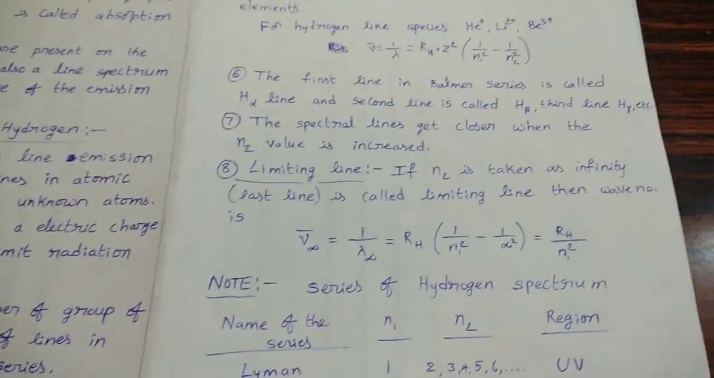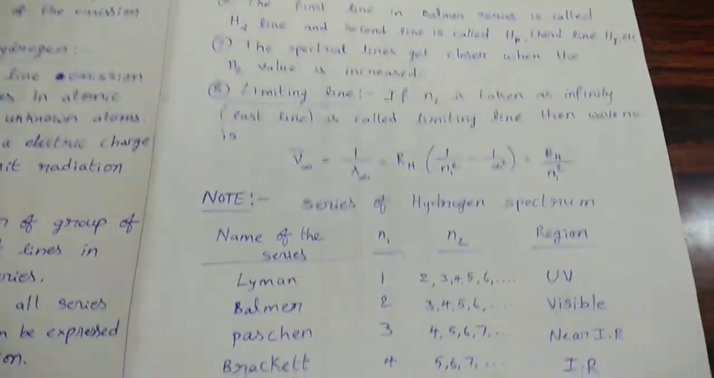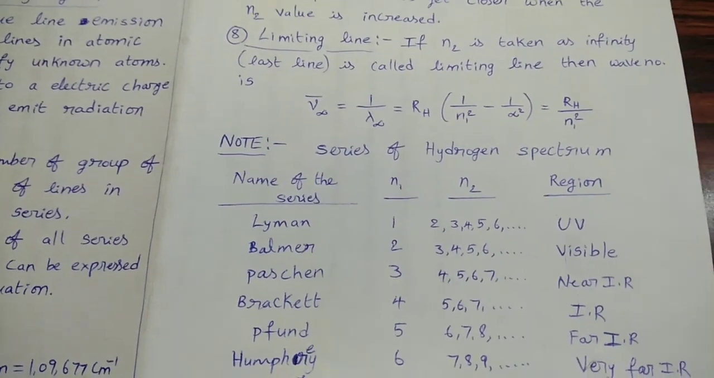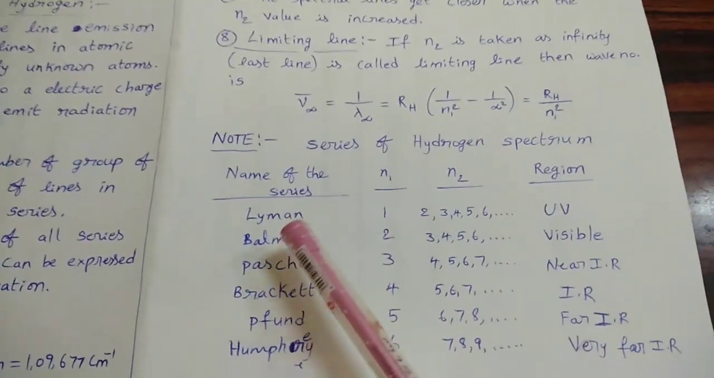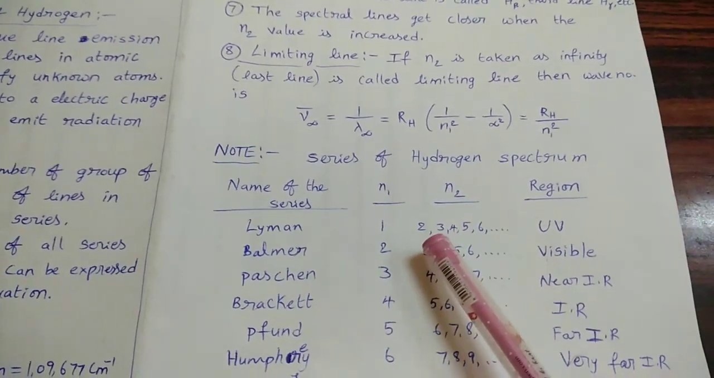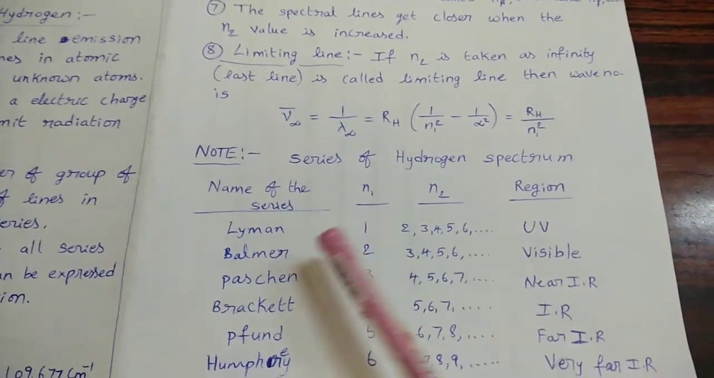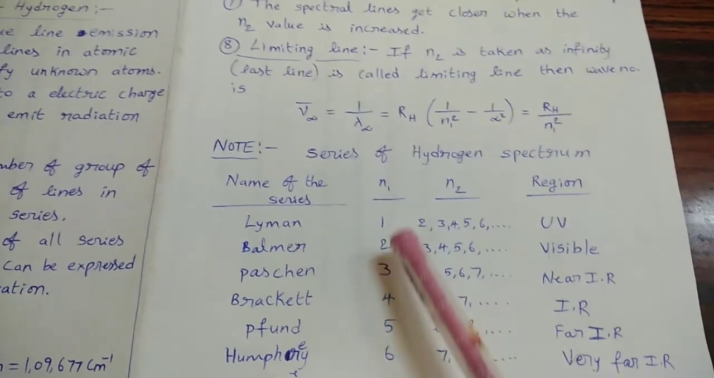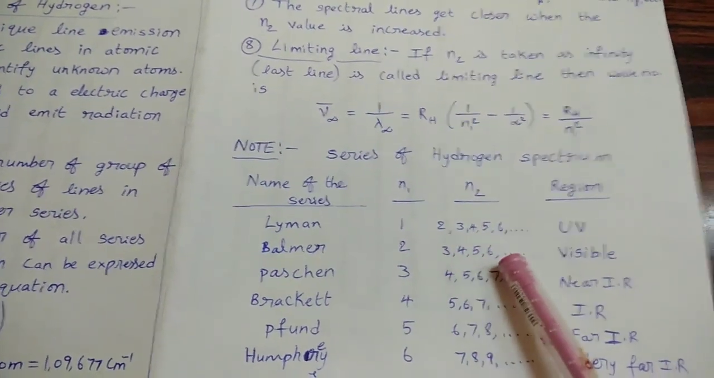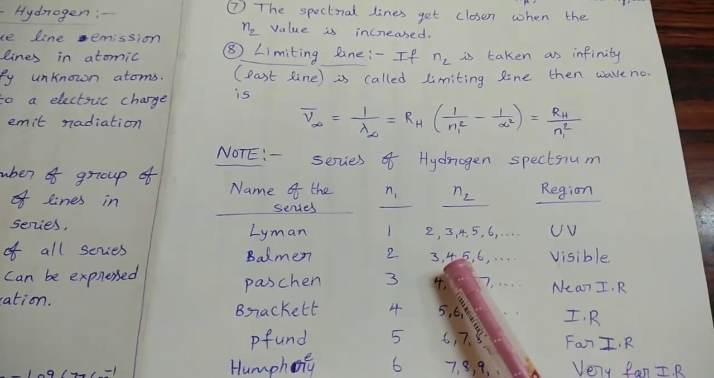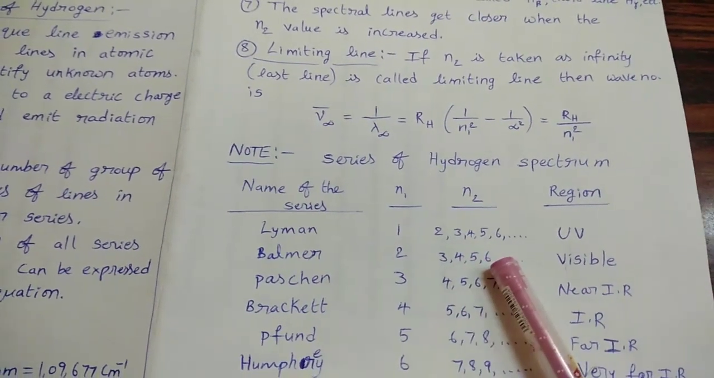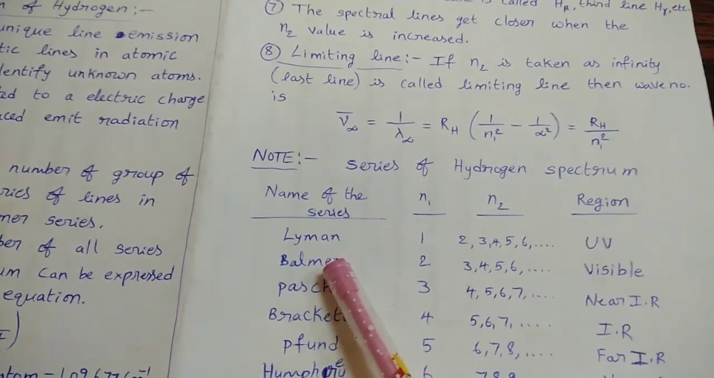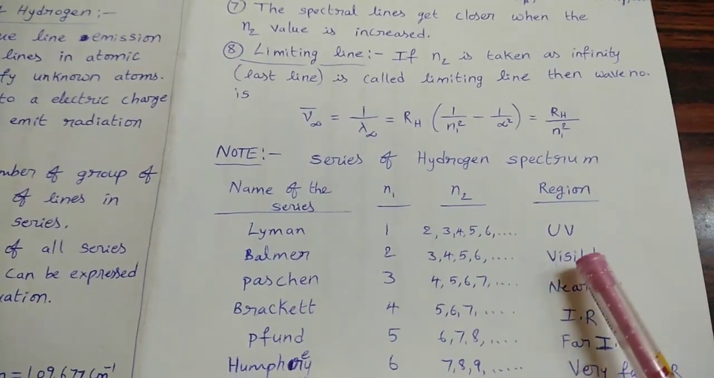Okay. Next, series of hydrogen spectrum. In hydrogen spectrum, we can observe spectral lines in 6 series. Those are Lyman, N1 value 1, N2 value 2, 3, 4, 5, 6. These spectral lines appear in UV region. Balmer series, N1 is 2, N2 is 3, 4, 5, 6. That means from any higher energy level, from energy level 3, 4, 5, 6 to second orbit, electron jumps take place. We can get spectral lines, that is Balmer series. These lines appear in visible region.